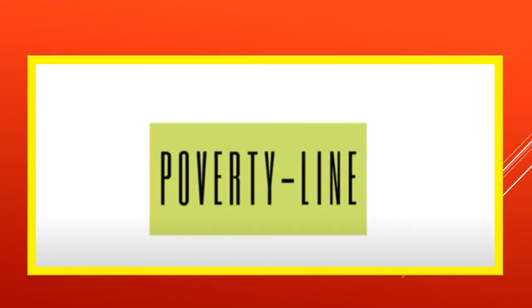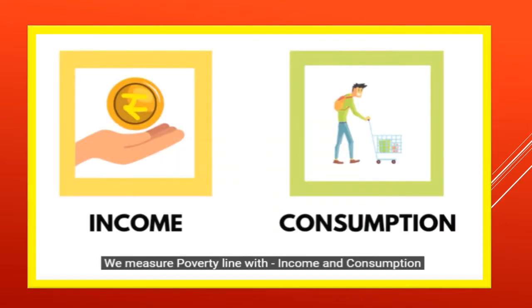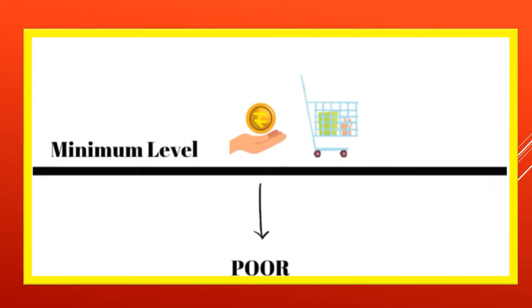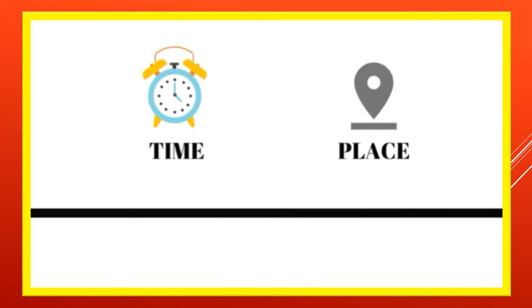Now to know this, we came up with the concept of poverty line. Now we measure the poverty line based on income and consumption levels. Now the government has decided a minimum level of income and consumption. Now whoever consumes below this minimum level or whose income is below this minimum level is considered to be poor. So you see children, this minimum level is our poverty line.